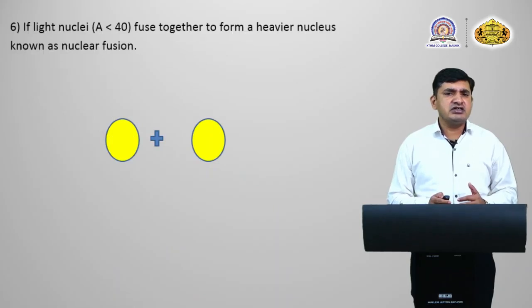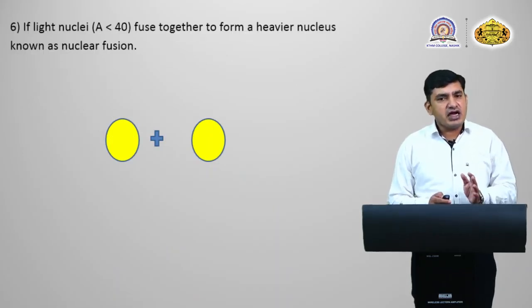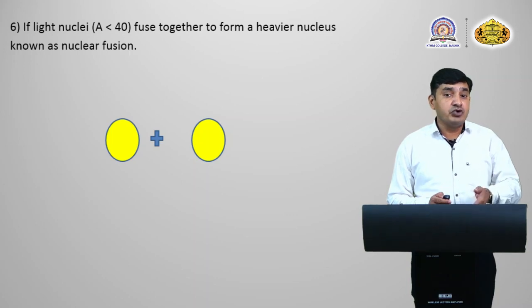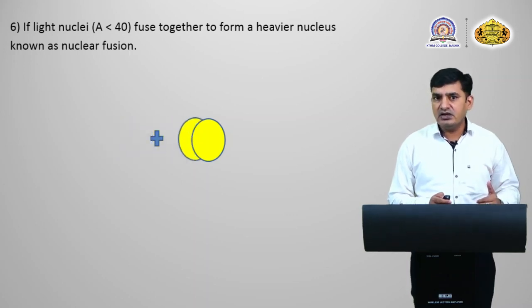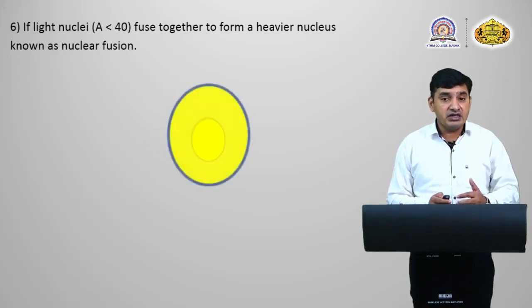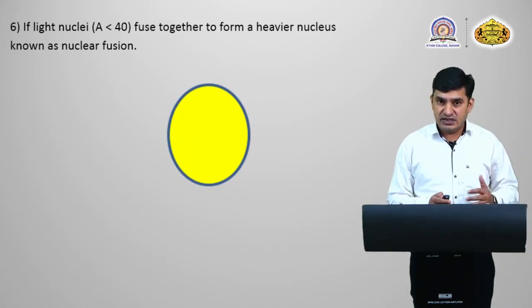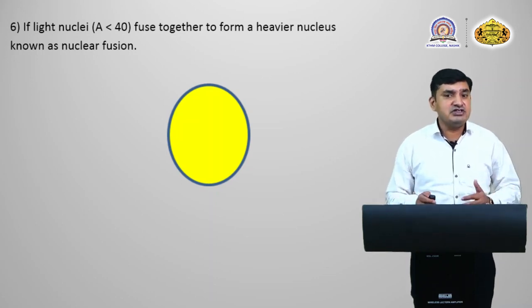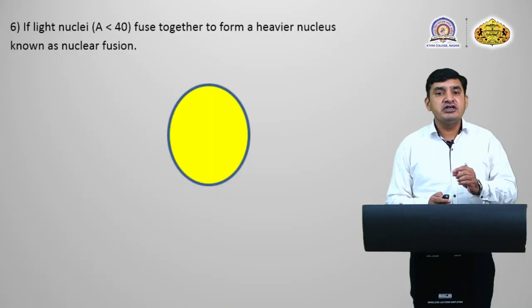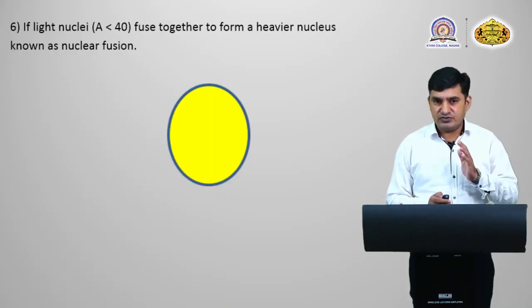Now, if we consider the lighter nuclei having mass number less than 40, these lighter nuclei can be fused together. When the lighter nuclei are fused together, we get heavier nuclei. When we get heavier nuclei, again a large amount of energy is released, and the process is known as a nuclear fusion process.